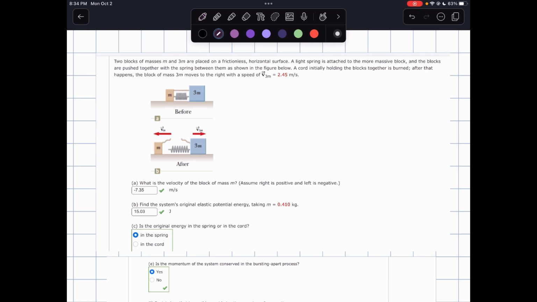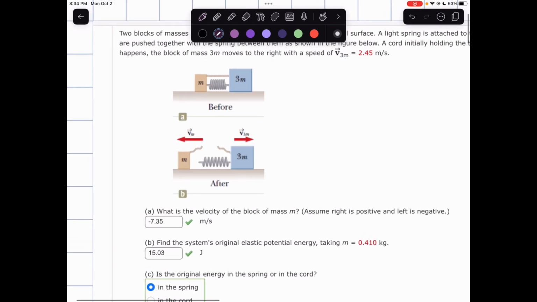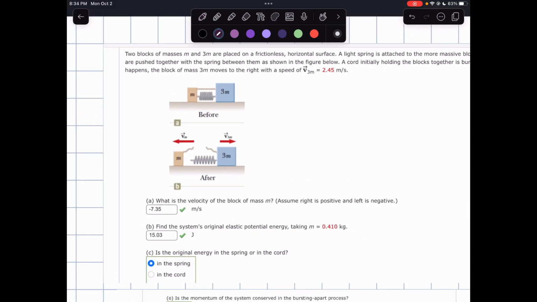A cord initially holding the blocks together is burned. After that happens, the block of mass 3m moves to the right with a speed of v_3m equals 2.45 meters per second. If we take a look here, we have our before and after diagram.